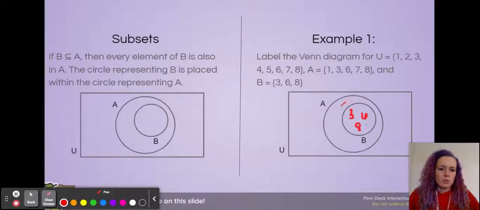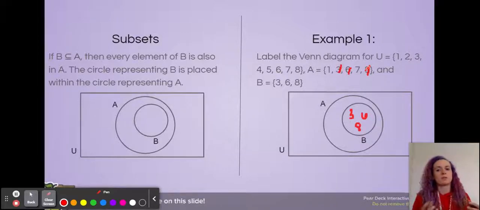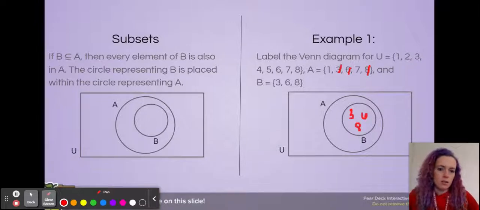When I go to fill in set A, I know that 3, 6, and 8 have already been used. And since they're within B, which is within A, that's implied that they're in A. So all I need to do for set A is just add in the 1 and the 7. And then you always want to fill in what's left over in your universal set. So within my universal set, I've used 3, 6, and 8 from B and A. I've used 1 and 7 from just A. So that means what's left over is 2, 4, and 5.